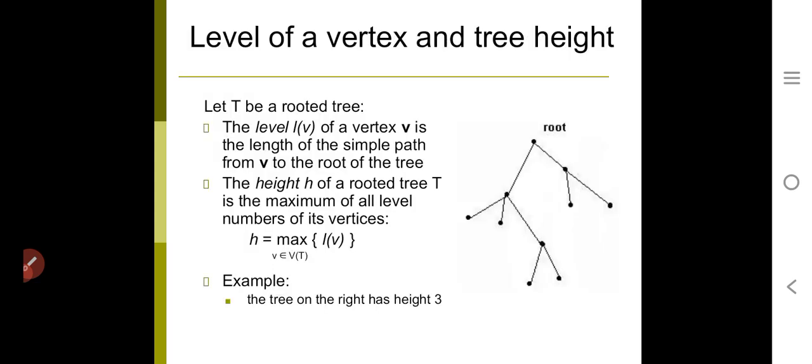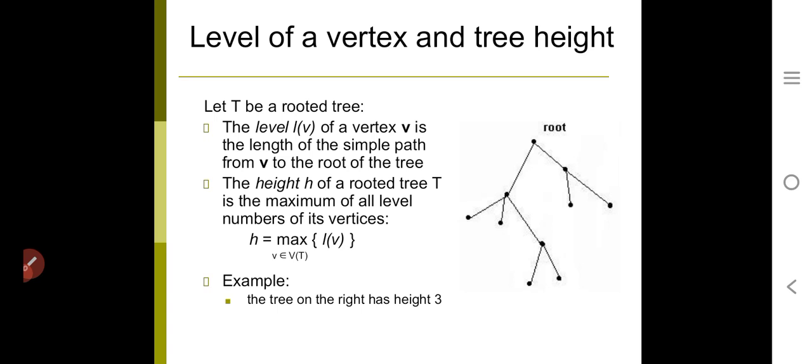Then how to find the levels of a vertex in a tree and the height of a tree. So what is meant by level? It is a step of the tree. Level means the length of the simplest path from the root vertex to a specific vertex. Then how to find the height? The height is the maximum level of a vertex, measured from the root.